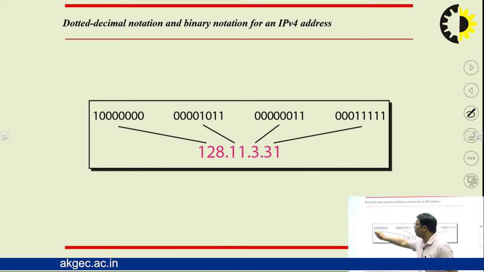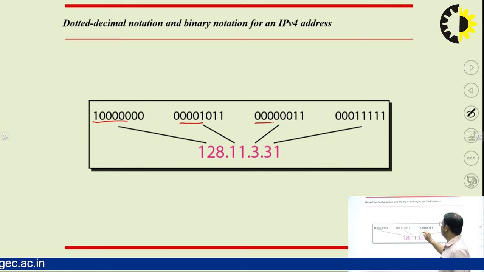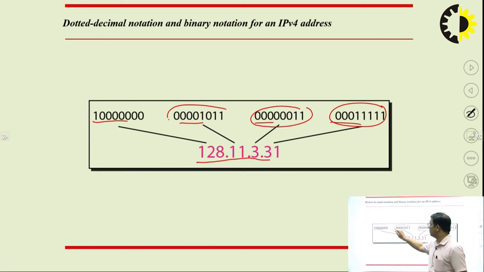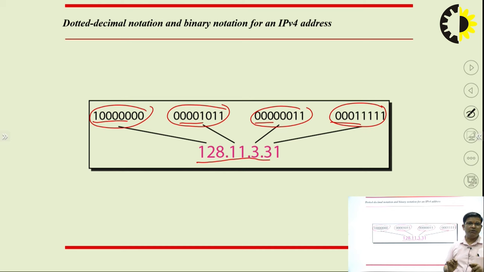This is the IPv4 address: 8-bit, 8-bit, 8-bit, and 8-bit, and we can define it in decimal notation like this. This is the dotted decimal notation of the binary notation of IPv4. We can easily convert binary notation to decimal. Listen, one thing: you do not need to convert the whole binary IP address into decimal notation. Just take each separate block and convert it into decimal notation.